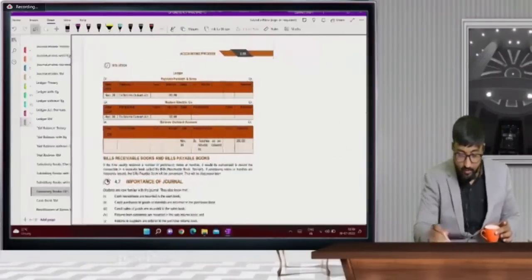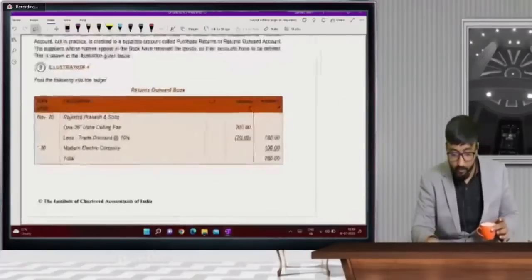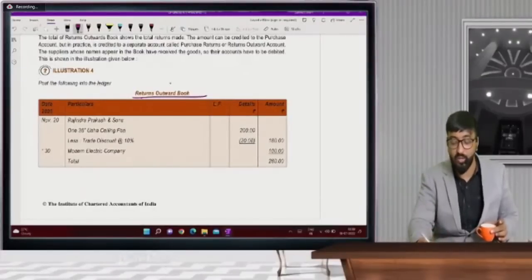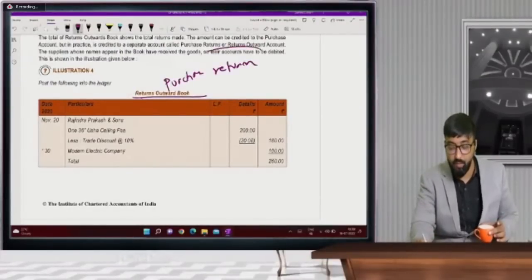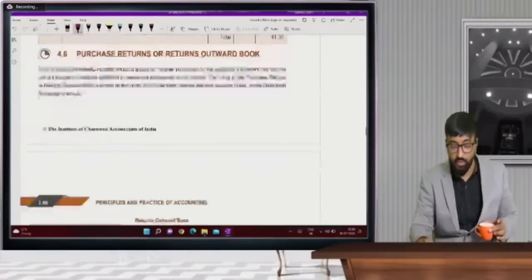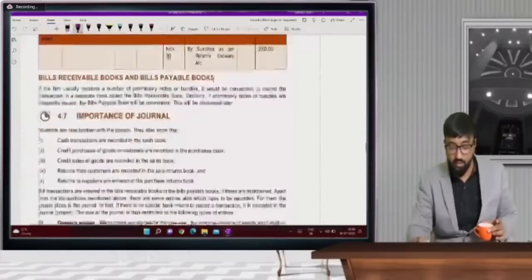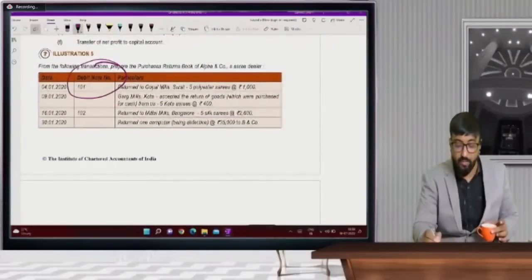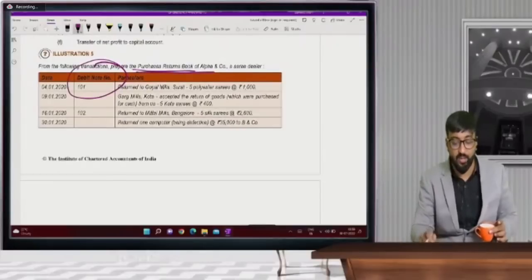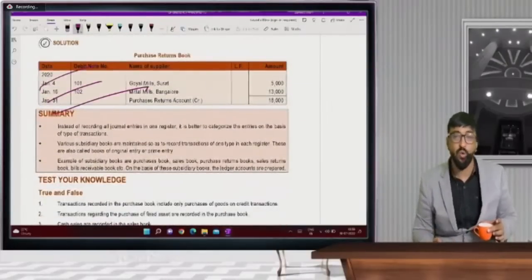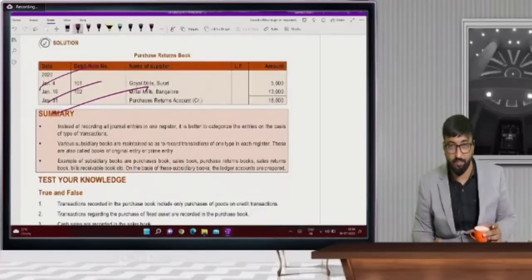So beta, this is the 4th book, ledger. So sales return book, return outward. Now return outward means what? Purchase return. Return outward book is a purchase return book. You can do this homework. Debit note: when a debit note is given, it goes in the purchase return book. See beta, and this is a proforma. This is a very simple question. You can do these transactions on your own.